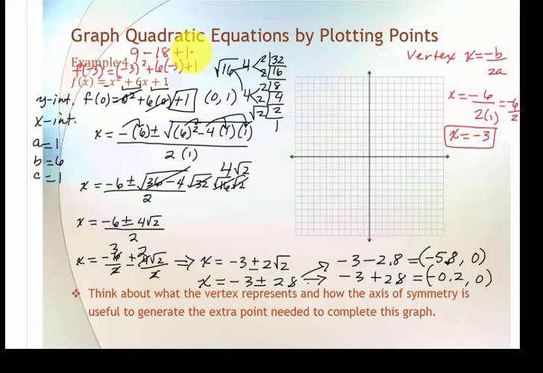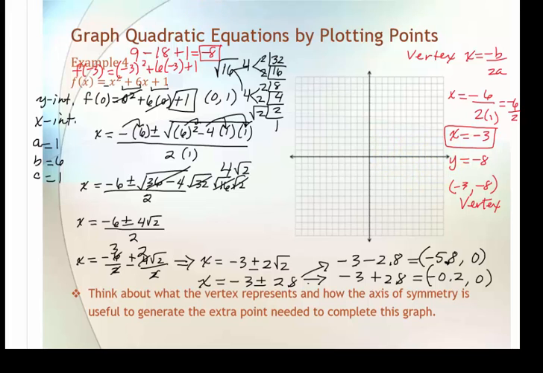-9 plus 1 equals -8. So the vertex point is going to have a y value of -8. So the ordered pair, -3, -8, is our vertex point. And we can plot our ordered pairs now.